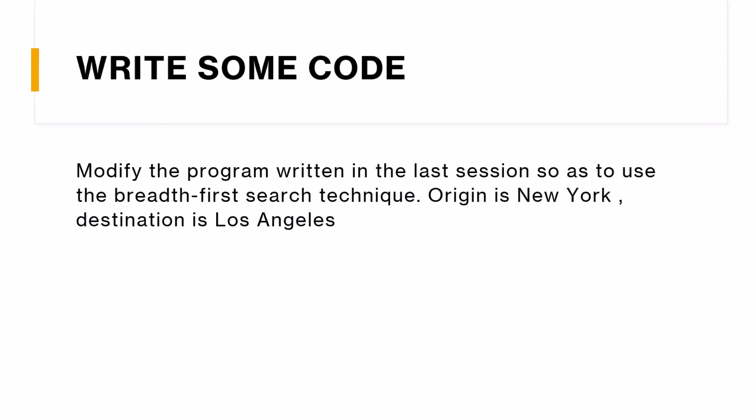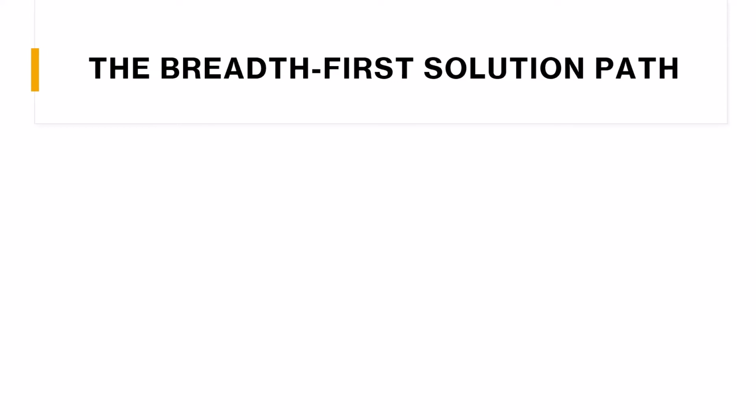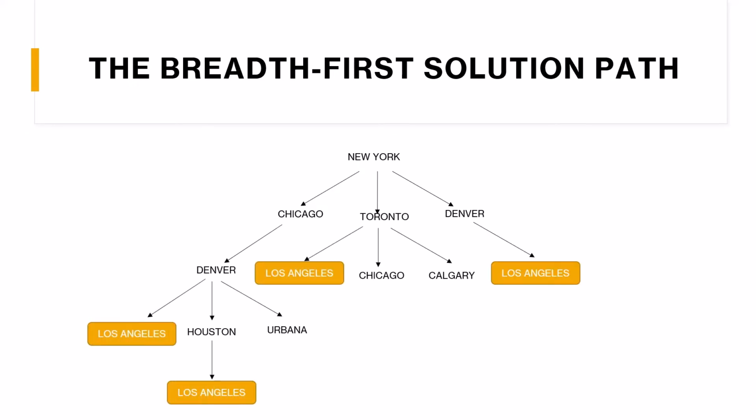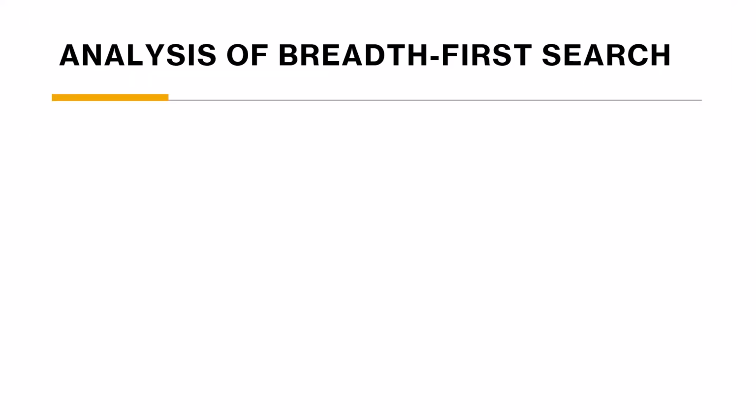Let's take a look at the solution path we found using the breadth first search technique. So this is of course our tree, that's our origin. We have direct routes to Chicago, Toronto, Denver, and then the via routes to other destinations, including those to Los Angeles. When we examined New York to Chicago, we couldn't find a direct flight Chicago to Los Angeles, and so we examined New York to Toronto. Note how we are searching along the breadth of the tree. We did find a direct flight Toronto to Los Angeles, and that's the first solution we presented, right, using the breadth first search technique. Now let's analyze the breadth first search technique.